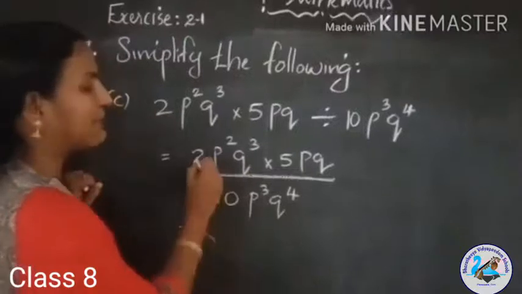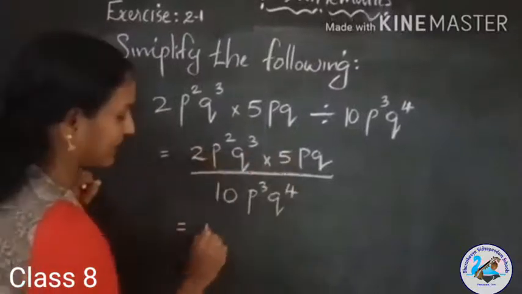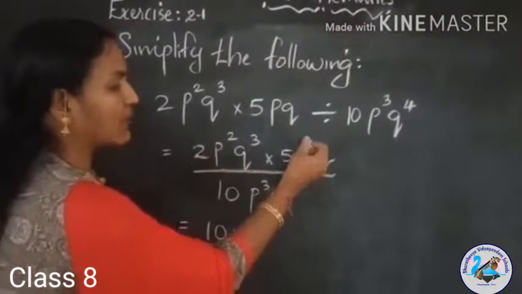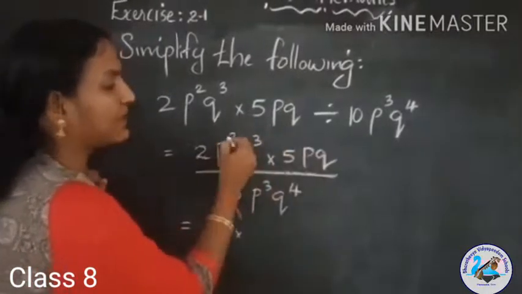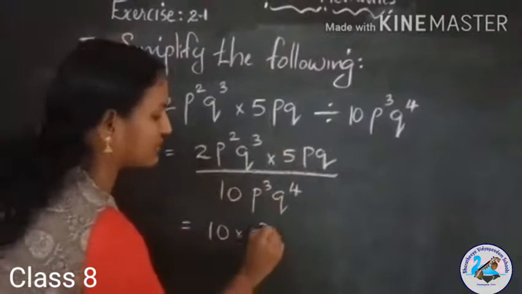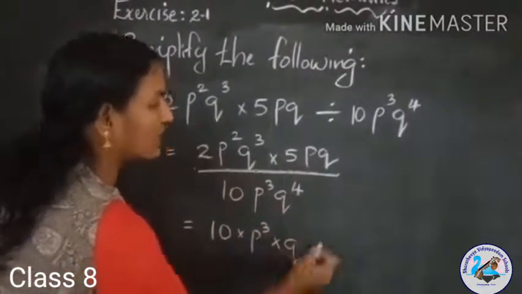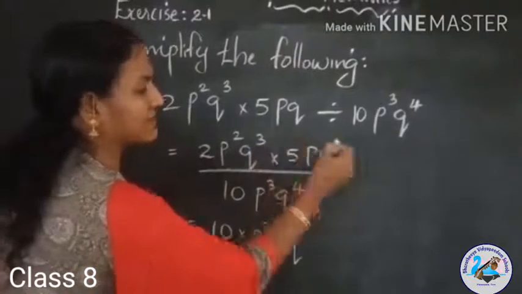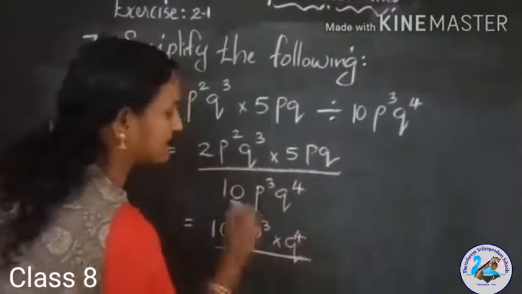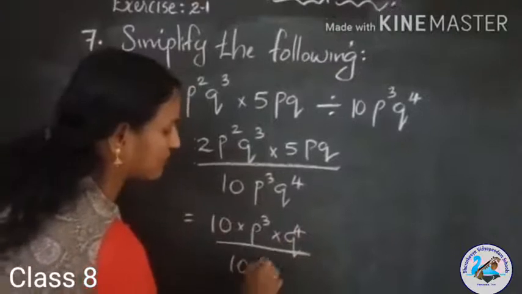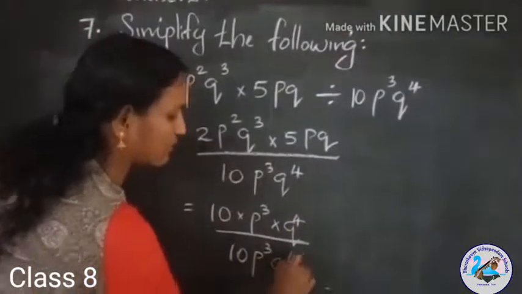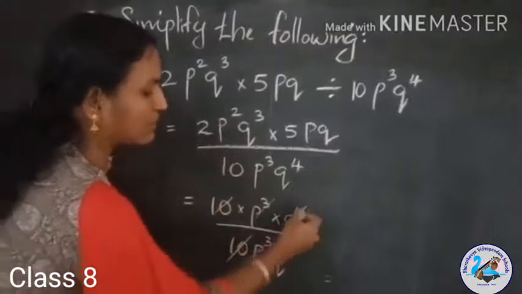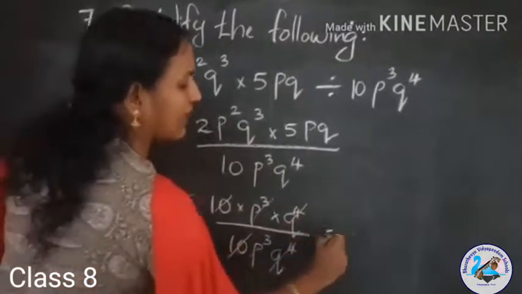multiplying the numbers, 2 into 5, 10, into p square into p raised to 1, p raised to 2 plus 1, so p raised to 3, into q raised to 3 plus 1, 4, divided by the same, 10 p cube q raised to 4. So we can cancel 10 and 10, p cube and p cube, q raised to 4 and q raised to 4. So the answer is 1.